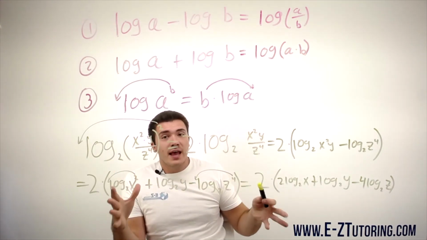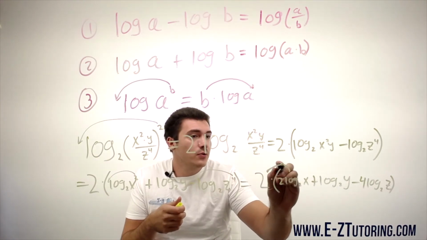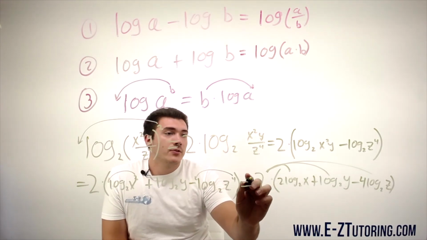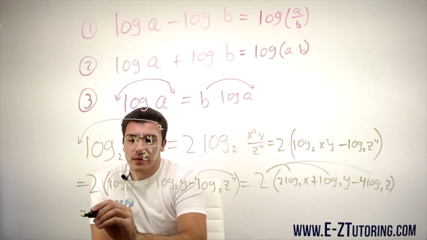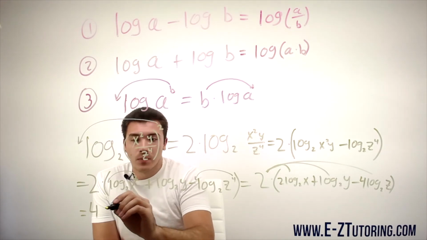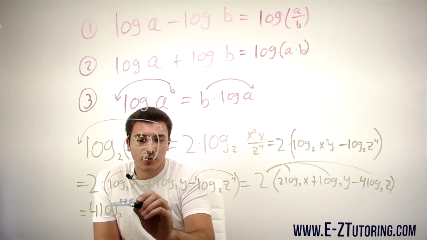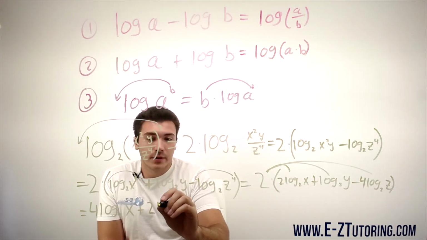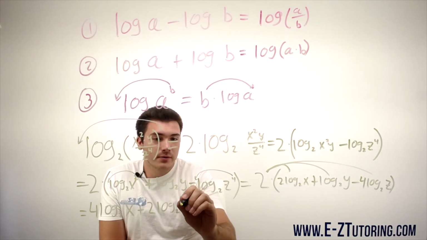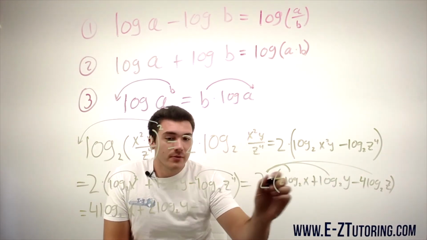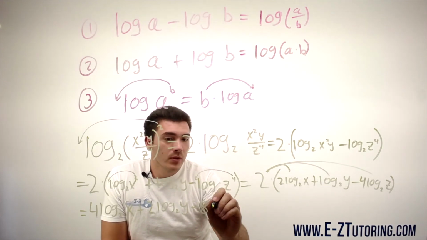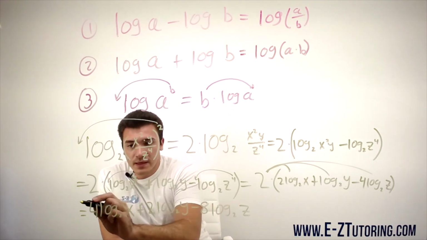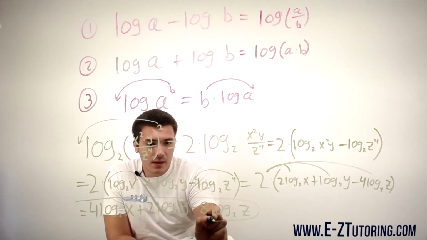Now the very last thing we need to do is simply distribute this 2 to everything, and that will be a fully expanded logarithm. So we do 2 times 2, which gives us 4 log base 2 of x plus 2 log base 2 of y minus 2 times 4 gives us 8 log base 2 of z. So this is your fully expanded logarithm.